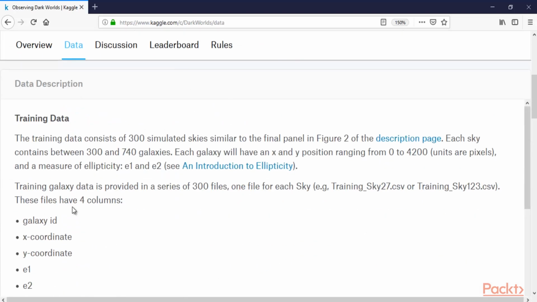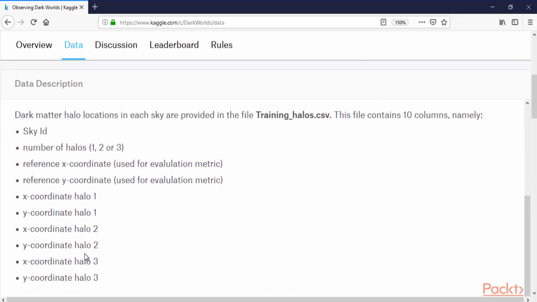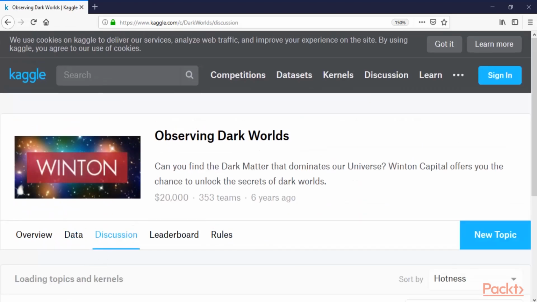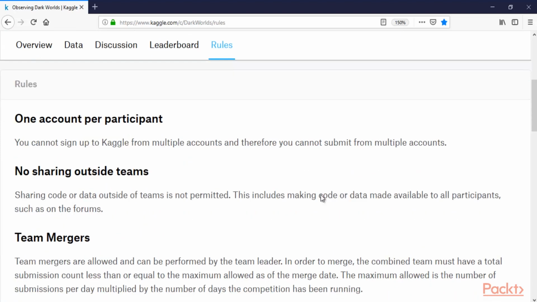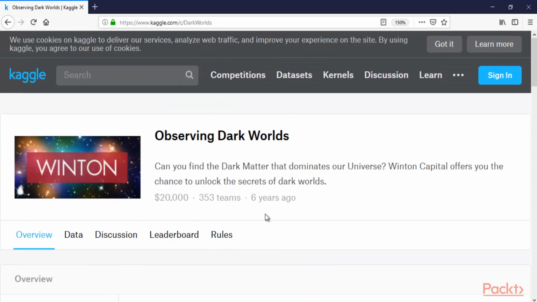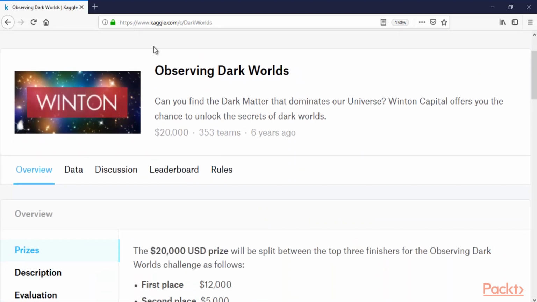We can check the training data available here, which we already have. No discussions are available here. The leaderboard, who won it, and the rules are also available here. So the whole information is available here. You can also check it if you open the website www.kaggle.com/c/darkworlds. So this is the basic information about the project.